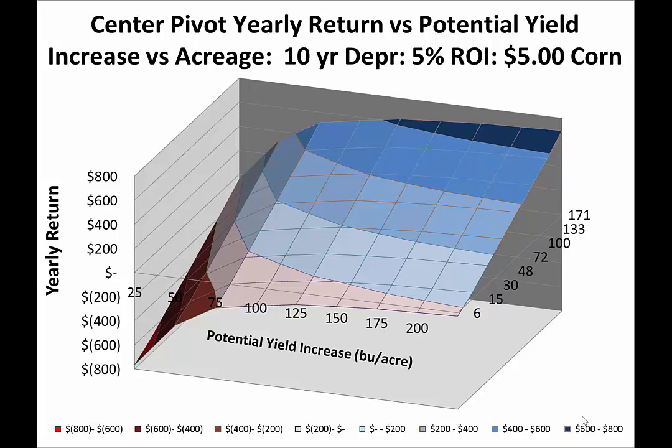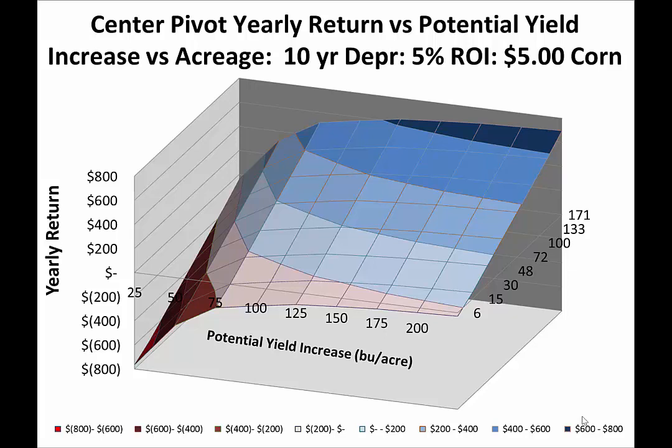Yes, ma'am. So I'm assuming that not many people get a 200 bushel increase. What's a typical increase? What kind of soil do you have? Loamy sands and sandy loam. I mean, are you seeing 100?